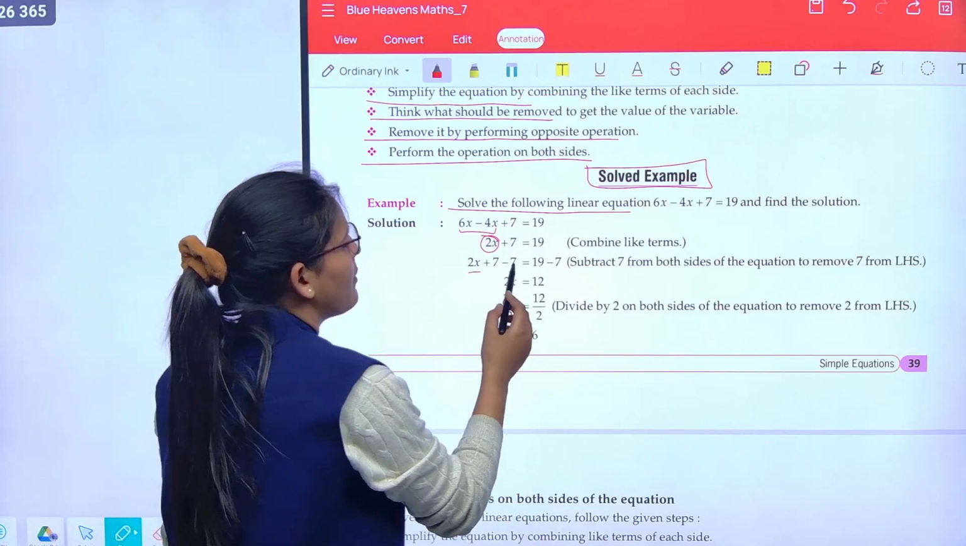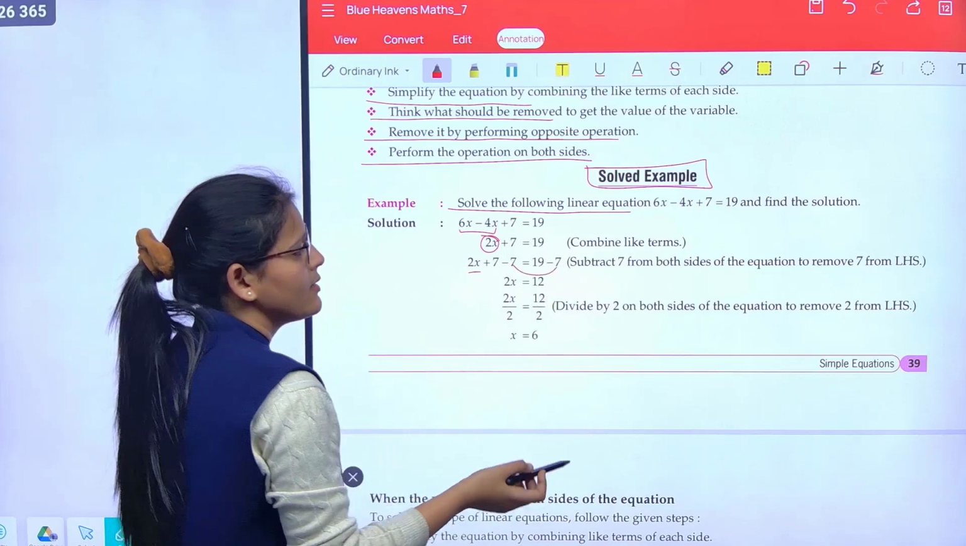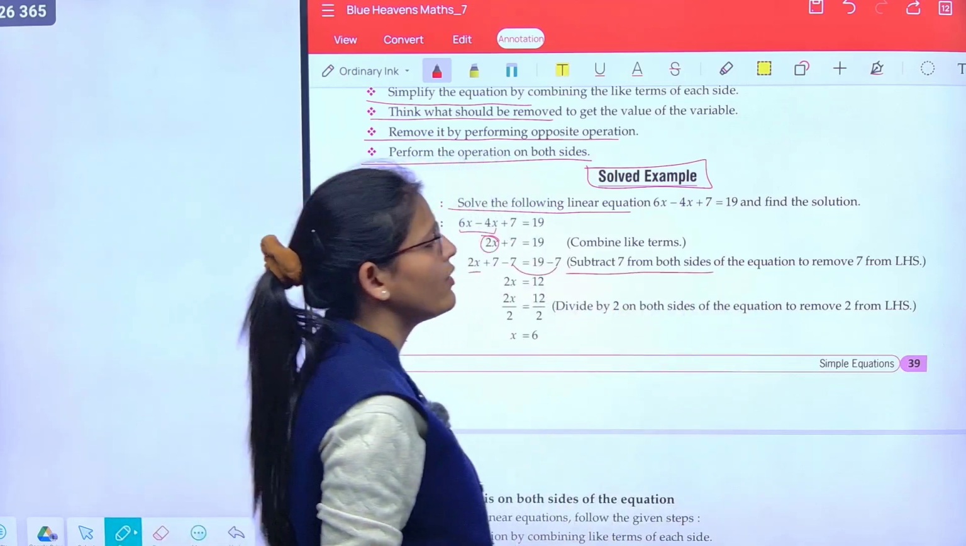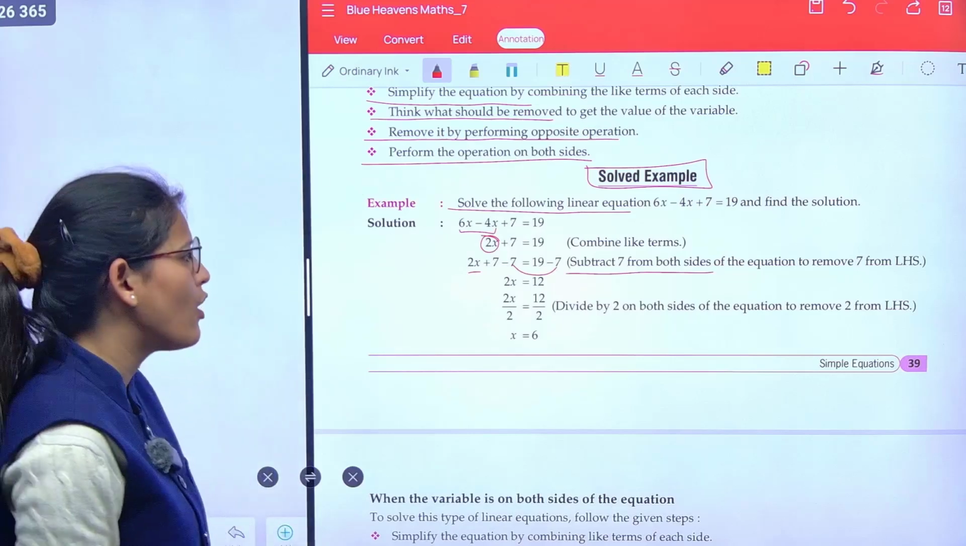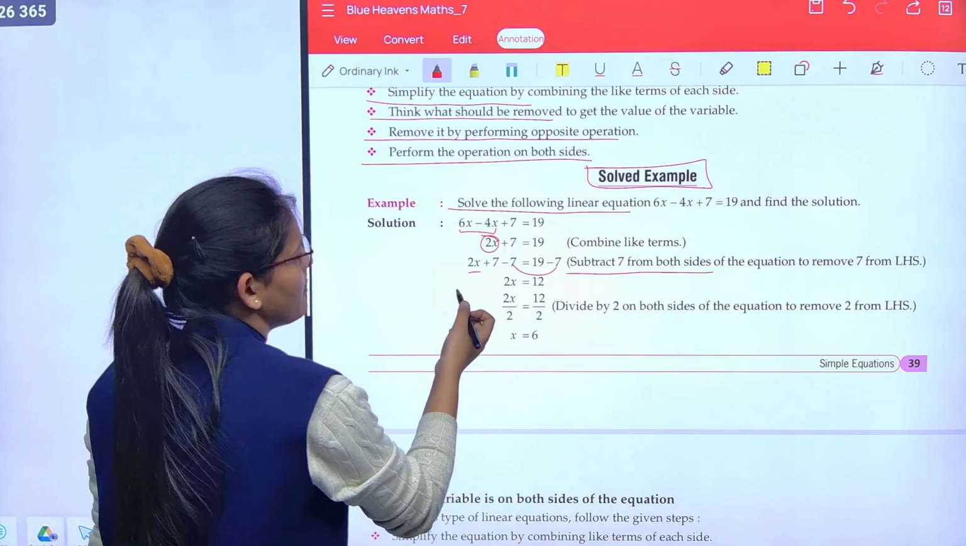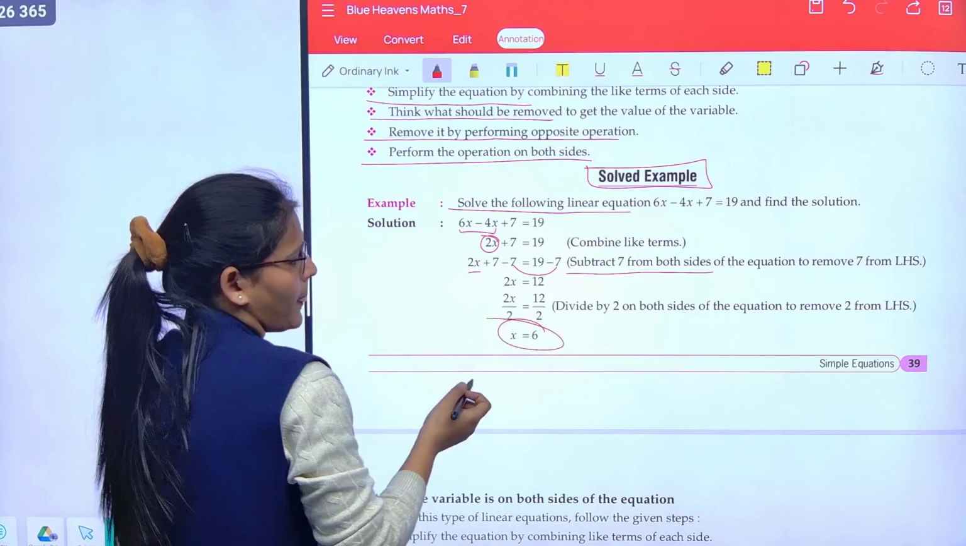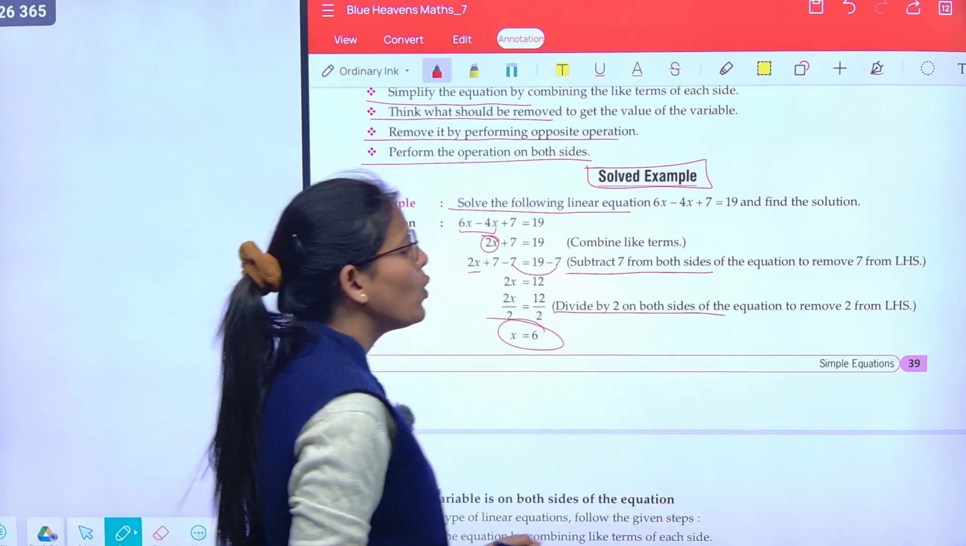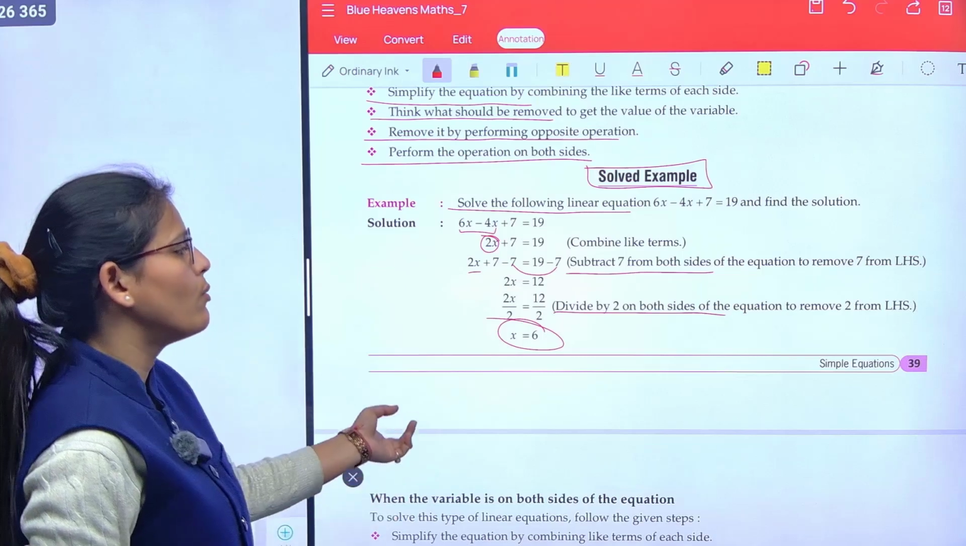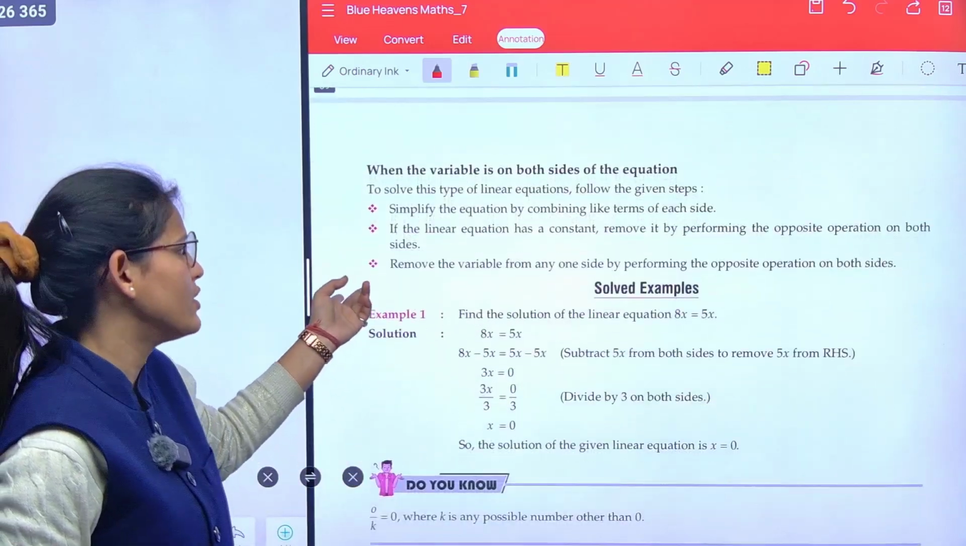नाउ क्लास, अब हम क्या करेंगे, 7 को माइनस कर देंगे. 19 subtract 7 from both sides of the equation to remove 7 from LHS. नाउ क्लास हमने सब्ट्रैक्ट किया दोनों साइड, तो क्लास क्या होगा, x की वैल्यू 6. डिवाइड by 2 on the both sides of the equations to remove 2 from LHS.